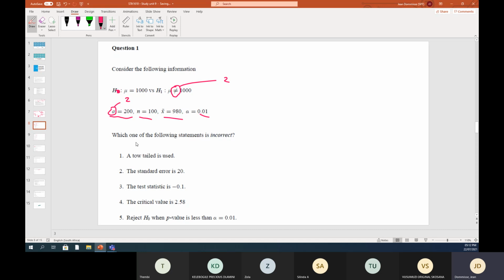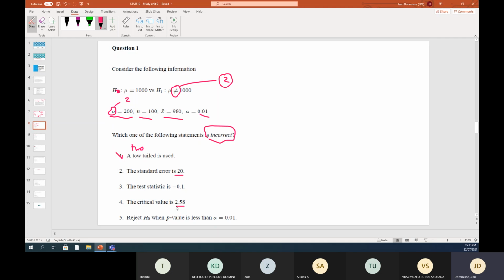Okay. So with the first question, which one of the following statements is incorrect? So again, just be wary of that word incorrect. I've seen in assignment 1 and 2, they use the incorrect statement a lot. That should be a two-tailed. So two-tailed is used. Yes, two-tailed is used. Okay, so that's still not incorrect. Standard error is 20. We can work that out now, but the t-stat is minus 0,1. We'll work that out. The critical value is 2,58. Okay, so let me get to my table so that we can check if that is correct or not.